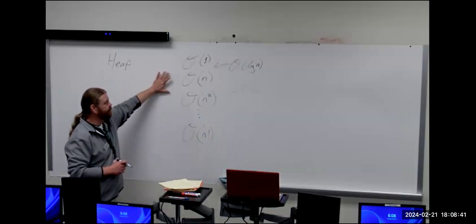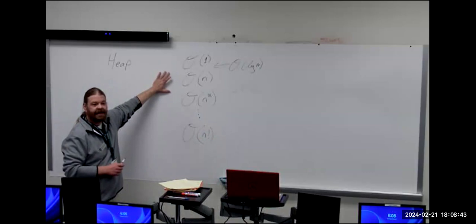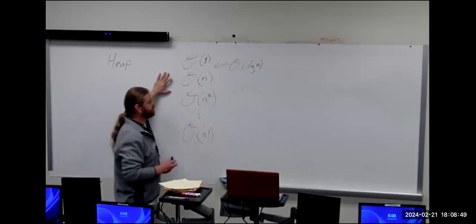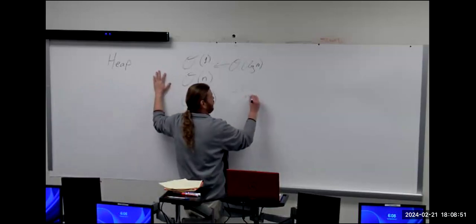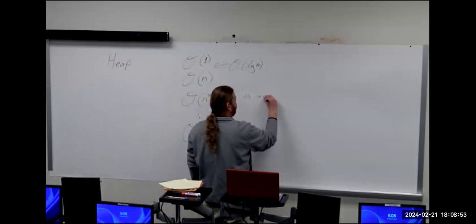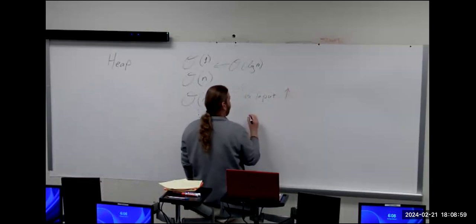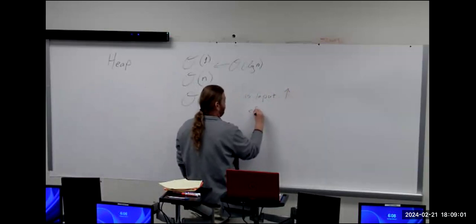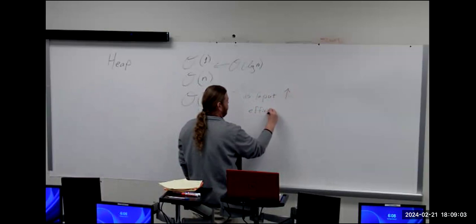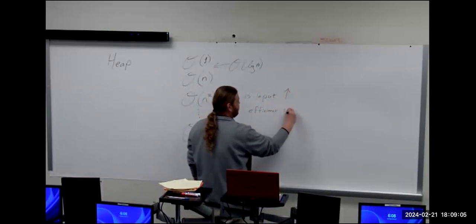So what this is, big O is the measure of efficiency loss, the measure of loss in efficiency. So as your input increases, as input increases, I'll just draw an arrow. As your input goes up, efficiency changes.